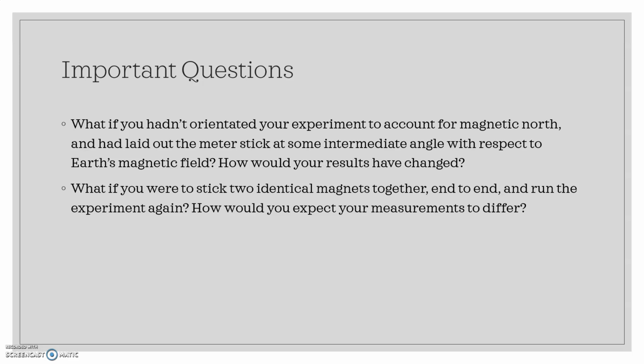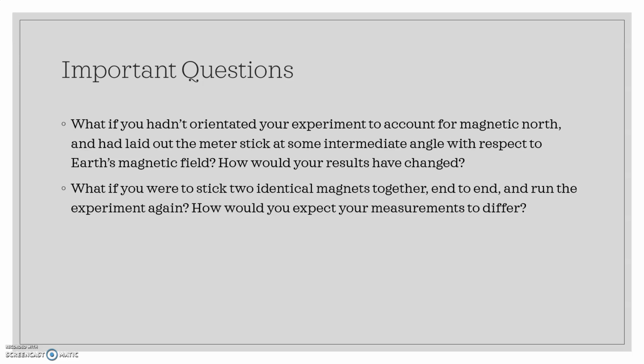Now, moving on to some important questions. The first one: what if you hadn't orientated your experiment to account for magnetic north and had laid out the meter stick at some intermediate angle with respect to Earth's magnetic field? How would the results have changed? Placing the meter stick in the way that we did allowed us to negate a lot of the effects that Earth's magnetic field would have on our experiment. We figured that out when X was essentially 0. That's how we knew where Earth's magnetic field lies. So if we hadn't done that, then our X values could have totally been skewed.